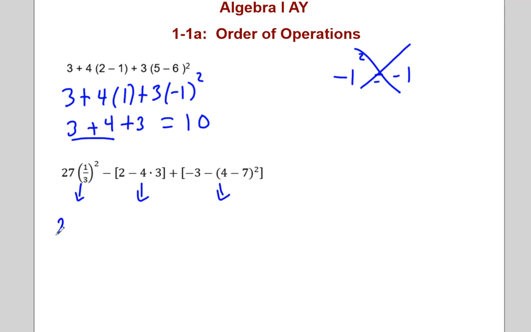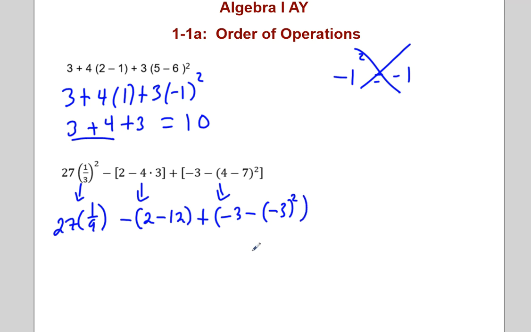Well, that's just 27 times 1/9. And I'm going to have the minus, I'll go ahead and use parentheses. That's 4 times 3, which is 12. So 2 minus 12. I'll leave that in parentheses. I'll do the plus, and I'll have my parentheses here because I'm going to take care of this. Negative 3, I could have done the bracket too, minus parentheses, 4 minus 7 is a negative 3 squared. Okay?